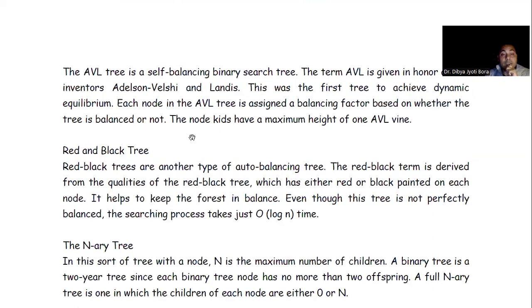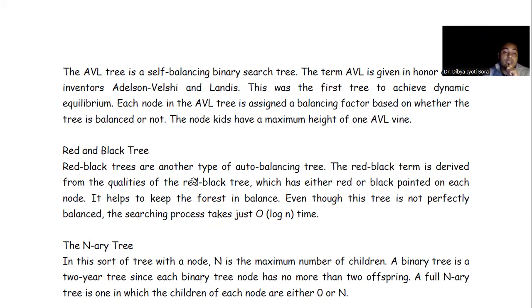Okay, AVL is a self-balancing binary tree. The term AVL is given in honor of the inventors. Who are the inventors? Adelson-Velsky and Landis. So this was the first tree to achieve dynamic equilibrium. Each node in the AVL tree is assigned a balancing factor based on whether the tree is balanced or not. The nodes can have a maximum height difference of 1. AVL, fine.